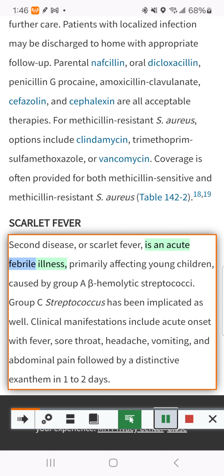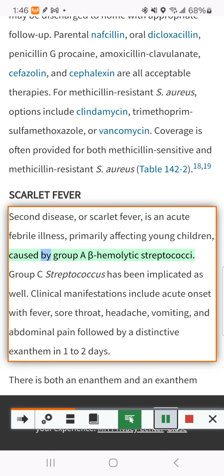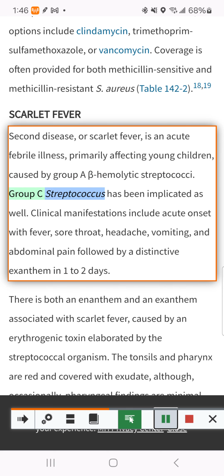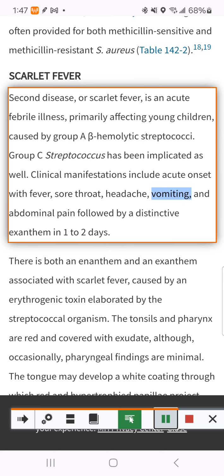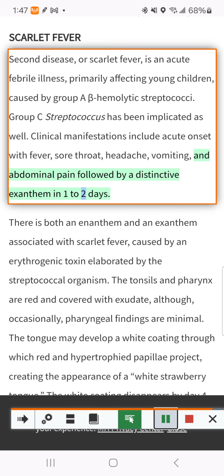Second disease, or scarlet fever, is an acute febrile illness, primarily affecting young children, caused by Group A beta-hemolytic streptococci. Group C streptococcus has been implicated as well. Clinical manifestations include acute onset with fever, sore throat, headache, vomiting, and abdominal pain, followed by a distinctive exanthem in 1 to 2 days.